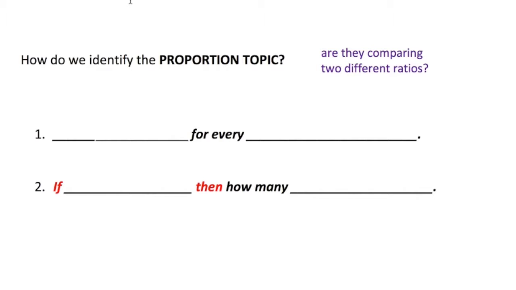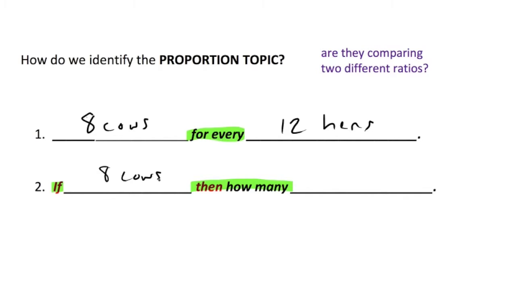So, how do we identify that a question on the SHSAT is a proportion topic? Well, what you want to ask yourself is, are they comparing two different ratios? If that's the case, 99% of the time, you're going to have to do a proportion. The keywords for proportions are "for every," and then it might also say "if something, then how many something else." So, for example, there are 8 cows for every 12 hens, right? Or if there are 8 cows, then how many hens would there be?